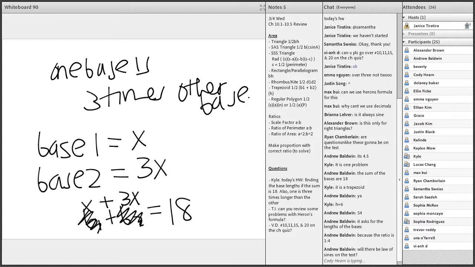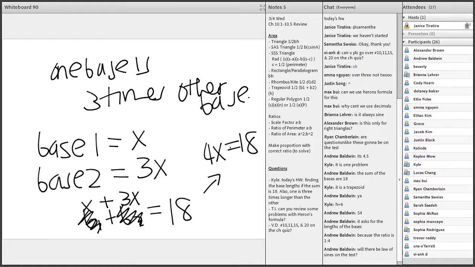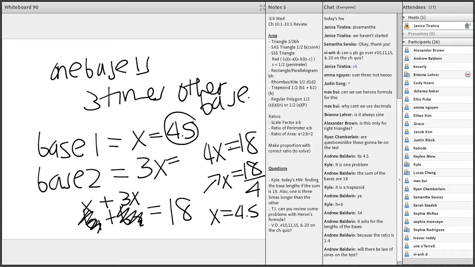So the sum of x plus 3x is now 4x equals 18. And then we're trying to find one base length. This is an extension question. So x would be whatever 18 over 4 is, and that's when Andrew brought up 4.5. Thank you, Andrew. That is accurate. So one of the shorter bases is 4.5, and the longer base would be 13.5. If you add them, it's 18, and 4.5 times 3 is 13.5.